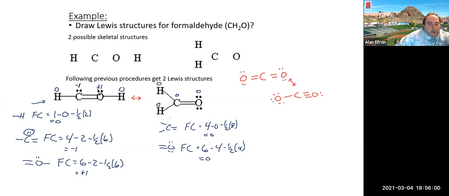So now when we're comparing between these two structures, we have 0 formal charges and minus 1 and plus 1, but our structure over here on the right pretty much has all zeros for the formal charge. And that's like the ideal situation. So based on formal charge, we would assume that the correct structure or the better structure should be the guy on the right because of that.